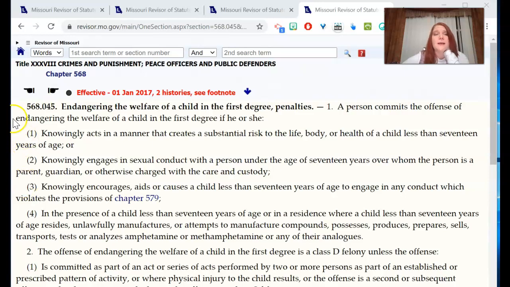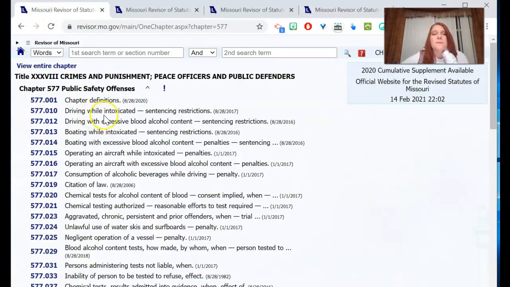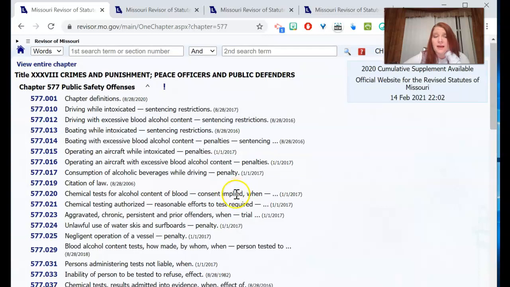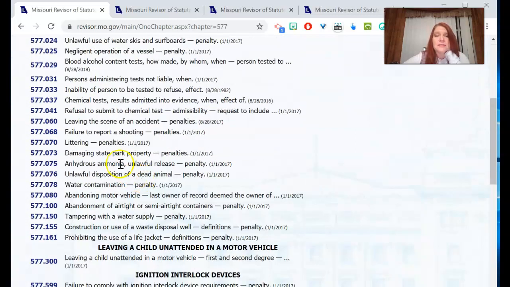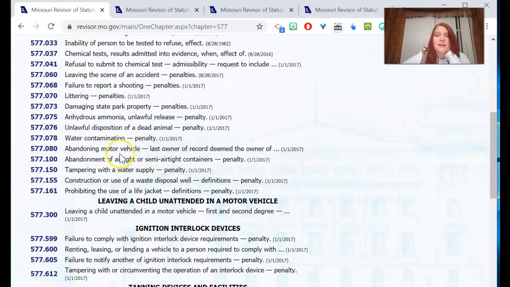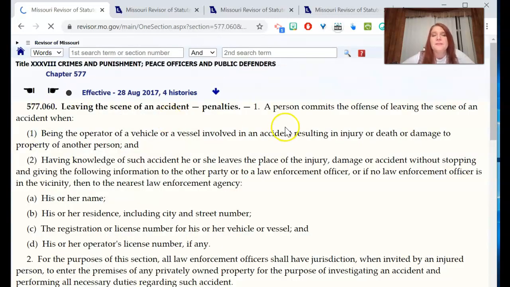Okay, let's look at just a couple more. Here are some public safety offenses. So like voting while intoxicated, the chemical test for alcohol content of blood, and consent is implied. All of those different things are listed in here, so those are good to take a look at. Damaging state property, littering, failure to report a shooting, all of those are in here. Abandoning a motor vehicle, leaving the scene of an accident. Let's take a look at that. Leaving the scene of an accident.